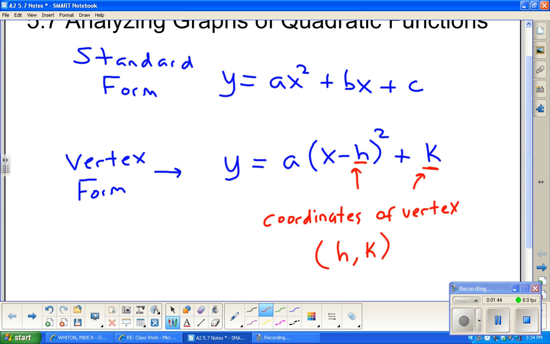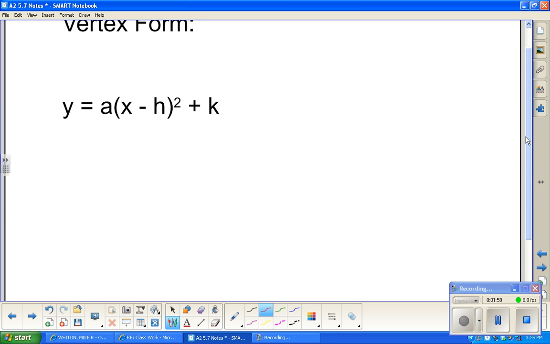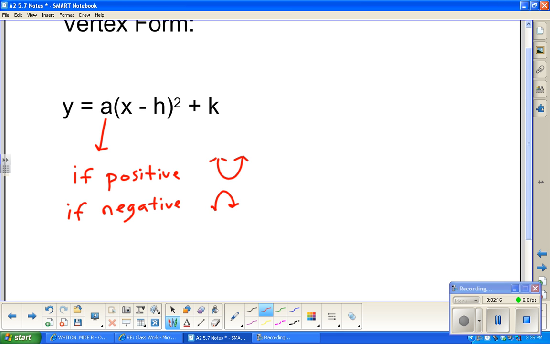A couple other things that this form does for us. I want to get into a little bit of detail, and then we'll practice going back and forth between the two forms. In vertex form, the a is basically the same as it was before. If the a value was positive, the graph opens upward, and that's still going to be the case. If the a value is negative, just like before with standard form, the graph opens down.